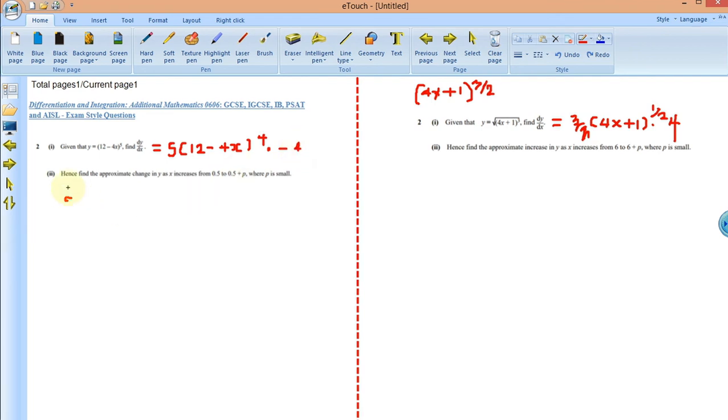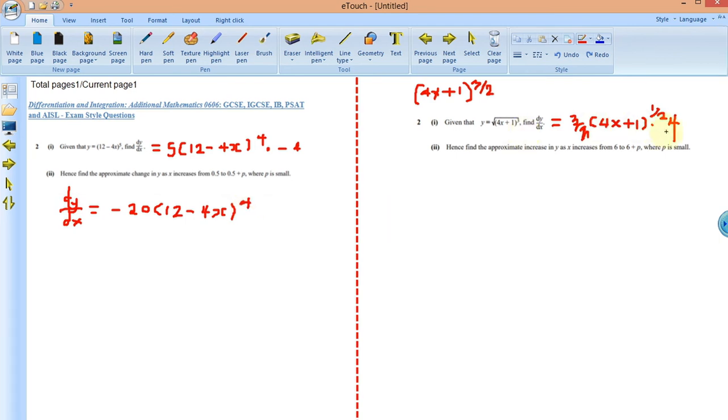So dy/dx here, differentiating y with respect to x, we open up this one and it gives minus 20, then 12 minus 4x, all raised to the power of 4, because 5 times 4 is 20, guys, don't forget. So that's what we have there. If you want to go ahead and do this one, I don't know whether I should complete it because of my time, but let me try and do that.